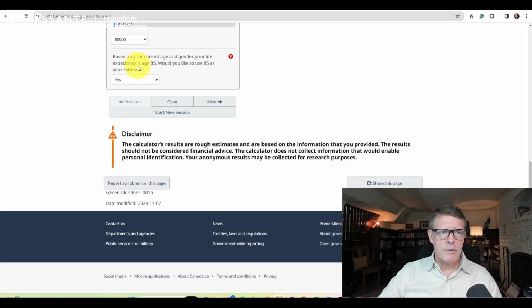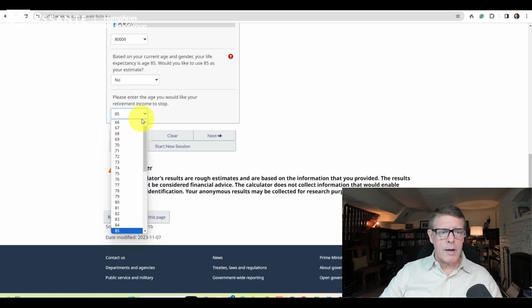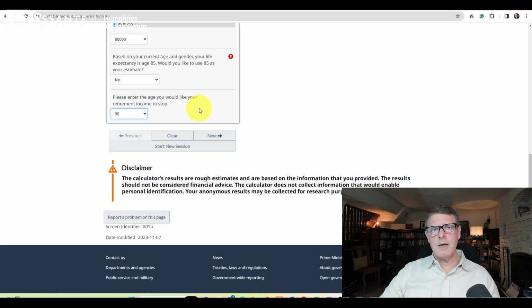Would you like to use age 85 as your estimate? So again, for a male my age, that would be life expectancy. Then you just take a look at that and go, well, do I want to use average life expectancy? If there's longevity in my family, maybe I go in and use something different. So I'm going to say no. And then it's going to say, please enter the age you'd like to use. And so I'm going to increase it a little bit. So I'm going to increase it to age 90 in my particular example. Okay, so that's the first page of the data entry. Let's go to the next page.